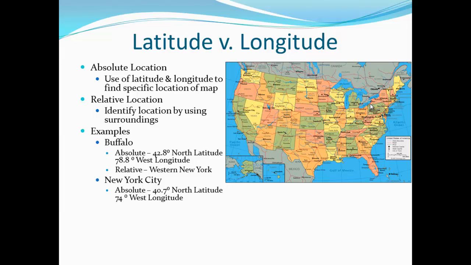Now, first you'd have to identify where New York City is, and you would also have to understand what some of the surrounding locations are to find the relative location. For example, you could say that New York City is on the eastern seaboard of the United States, and it's south of the city of Boston, and north of the city of Washington, D.C. That would give you your relative location. So in order to know relative location, you have to know what surrounding areas are?